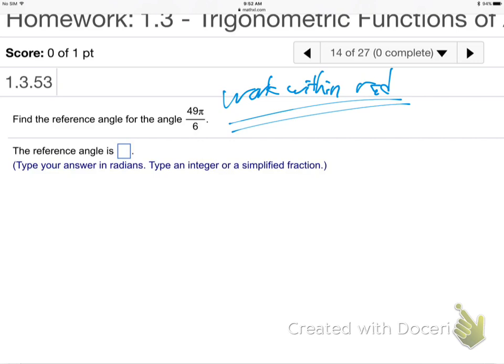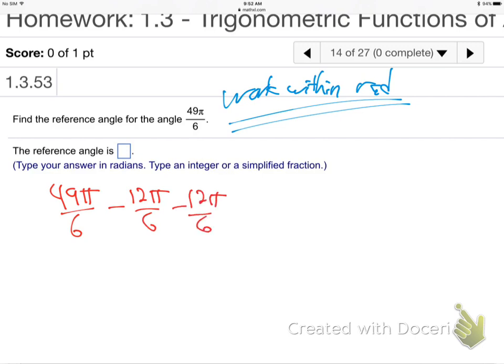Yeah, it's not going to be easy. First off, you've got to realize where that is. That's a bunch of 2 pi's. That's more than a full circle, because it's more than 2 pi. You've got to subtract a bunch of 12 pi over 6's.